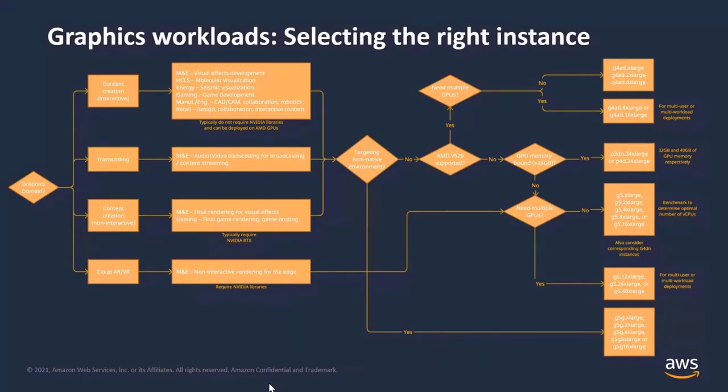The next major branch point is looking at the amount of GPU memory, or if you need multiple GPUs, and that's where you could take a look at the G5 instances as a continuation and benchmarking compared to G4DN, or if your workloads can also utilize our AMD GPUs, then you can look at G4AD. So you have a choice in determining which is the best instance type for the workloads that would be compatible with your application of interest.